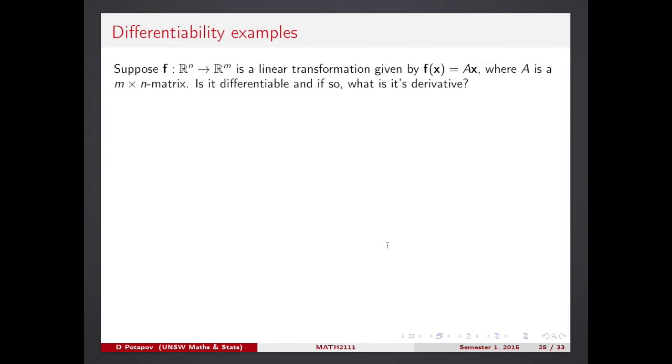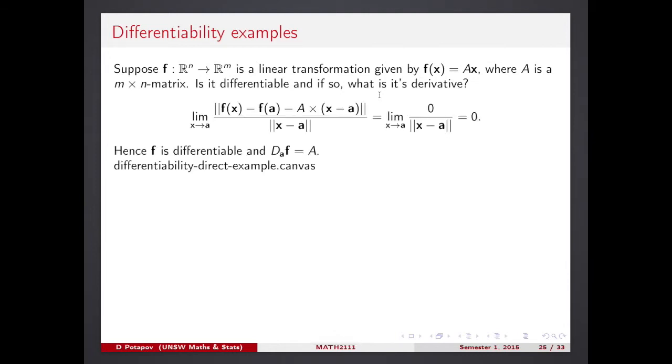First example is a linear map. Linear map from the first year. Remember, a linear map is something which is given by matrix multiplication. Here's a map: you just multiply your multiple vector variable by a matrix A. This is a differentiable map. You can check this instantly via the definition. You just check this limit.